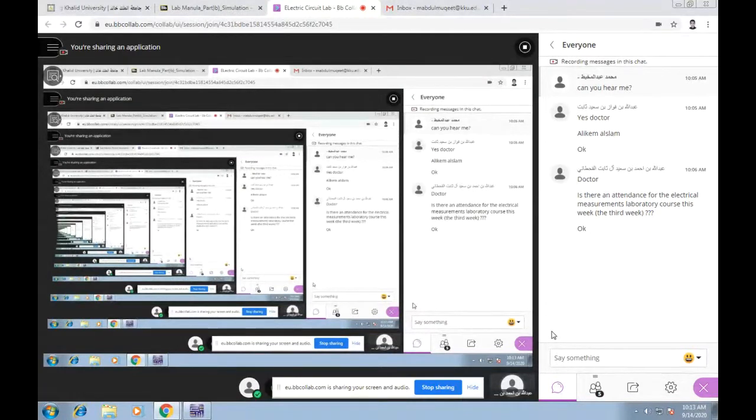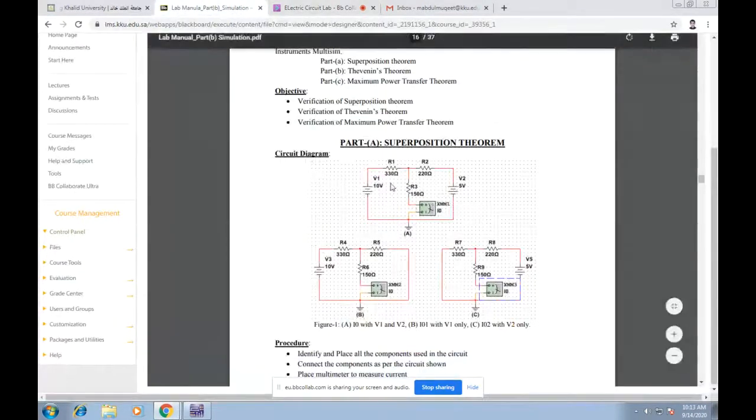The superposition theorem states that in any linear circuit, the overall response of the circuit is equal to the sum of individual responses when only one source is acting alone at a time. For example, let us come back to the circuit. This is the main circuit, and you can see there are two sources. Using the two sources V1 and V2, we will find the first current I0. This is the total current.